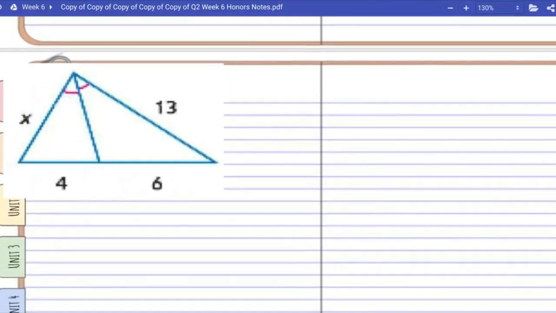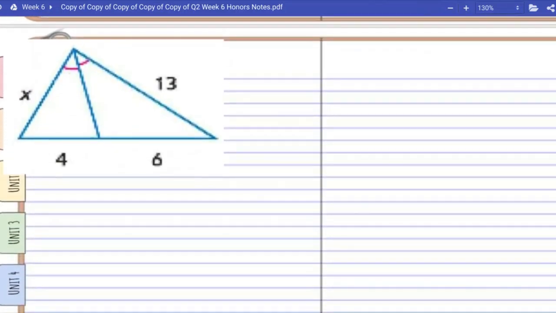Okay, this one's different than the other two because this one is not two similar triangles. This is one triangle and I drew in an angle bisector. Whenever you have one triangle and you draw in an angle bisector, it splits this triangle into proportional parts.